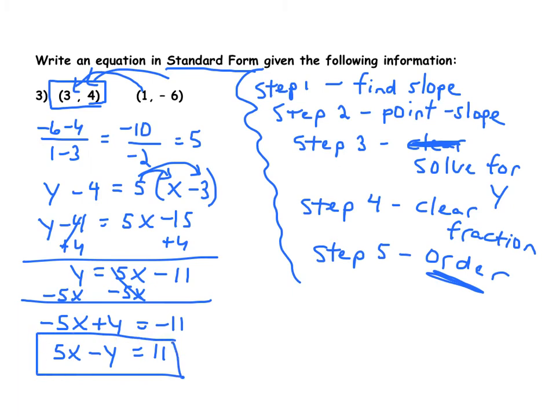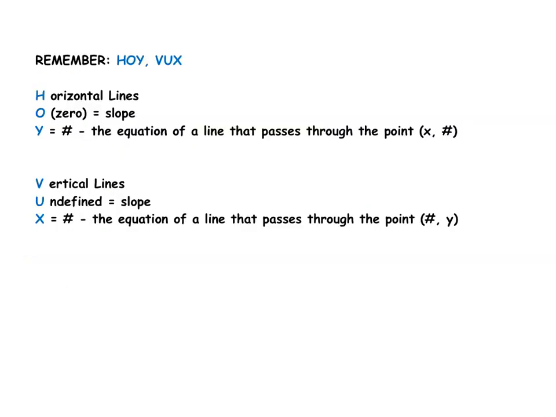Okay, now we're going to talk about vertical lines and horizontal lines, and you've done that before, but let's review quickly. Okay, remember this, HOY: H stands for horizontal lines, 0 stands for the slope of a horizontal line, and y means that the equation of a line that passes through the point is whatever the y value is. And the vertical, V is for vertical, U is for undefined slope, and that's an x line, so it will be an x equals line.